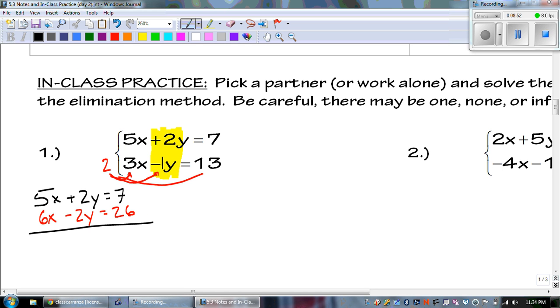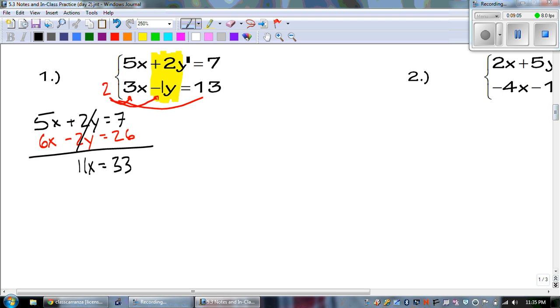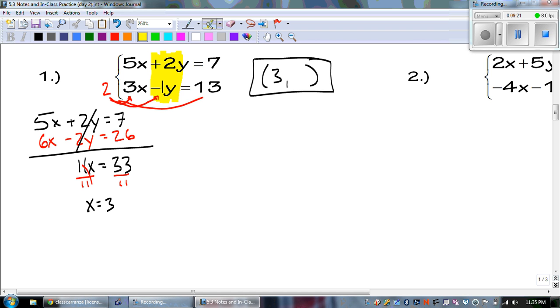Okay, now just like we wanted to, the y's cancel, but 5x plus 6x is 11x. 7 plus 26 gives us 33. So they didn't cancel, which means we're just going to solve. We're going to divide by 11, and we get that x equals 3. Okay, so in my final answer up here, I know that x equals 3. I just need to find out what y is.